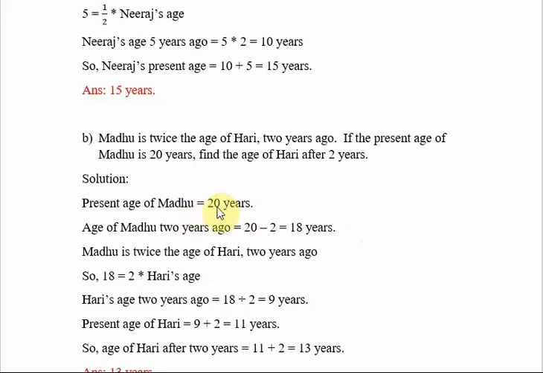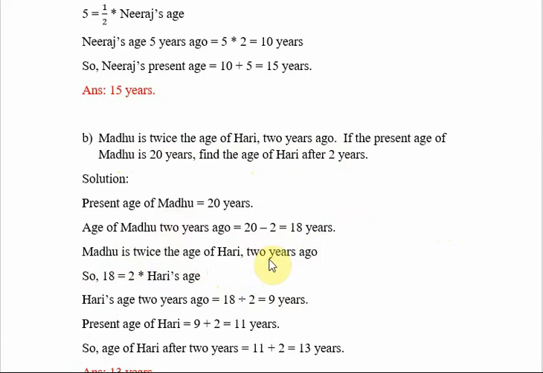Likewise, here Madhu is 20 years, and 2 years before, that means we have to deduct 2 from the present age. So 20 minus 2 is equal to 18 years. So before 2 years, Madhu was 18 years old. And it is said that Madhu is twice the age of Hari 2 years ago. So 2 years ago, Madhu's age was 2 times that of Hari. Okay, so Madhu was elder by 2 times that of Hari.